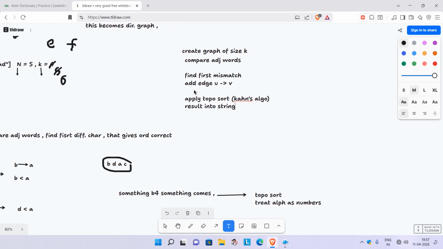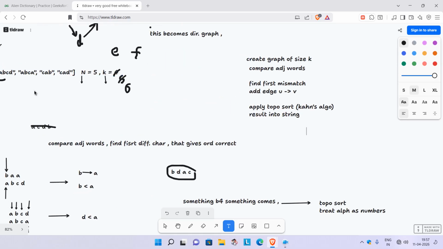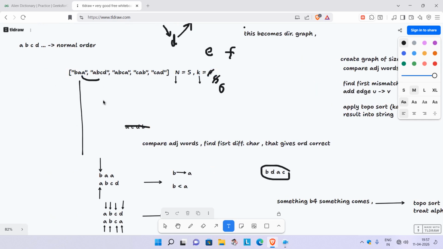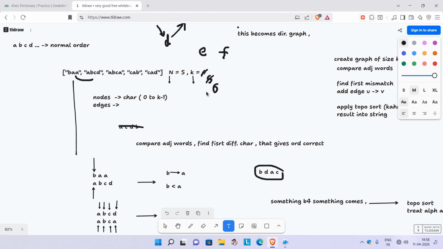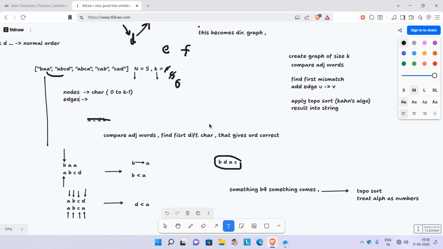So what we need is to make our graph from this. What's behind this graph? The nodes are nothing but the characters, that is 0 to K minus 1. So these are our nodes, and for the edges, how to make them depends on the constraint given in this question. By this we can make our edges. So now come to this part here.